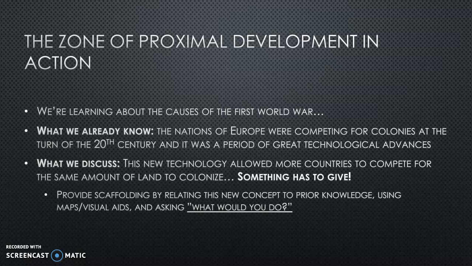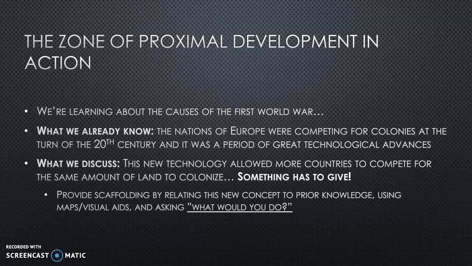So what we're going to discuss is how this new technology allowed more countries to compete for the same amount of land to colonize. Something has to give, right? So we're going to say, hey, historically speaking, we only had relatively few European nations colonizing. Now everybody's building up their navies, everybody's building up their armies, everybody's needing more natural resources. We've got more countries going after the same amount of land. Something somewhere is going to have to give.